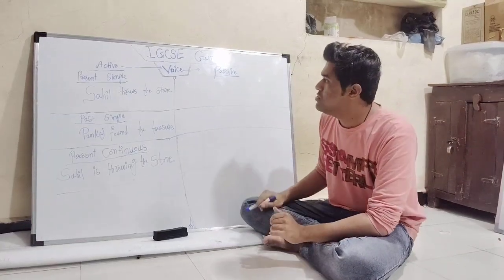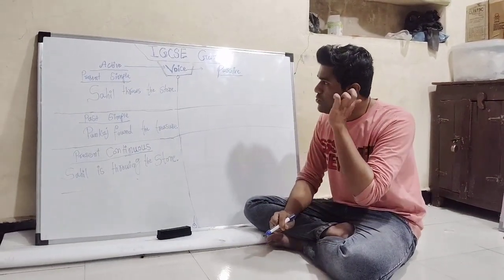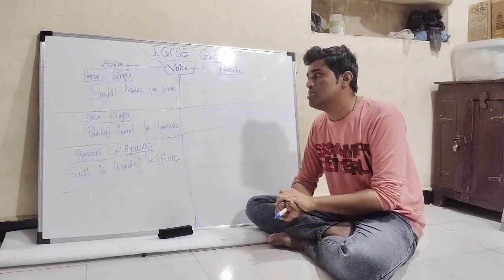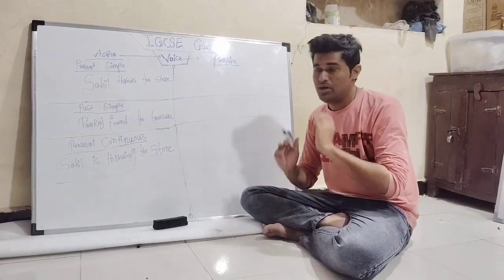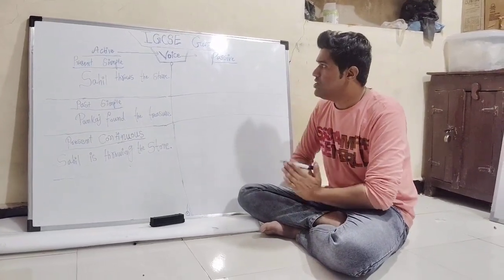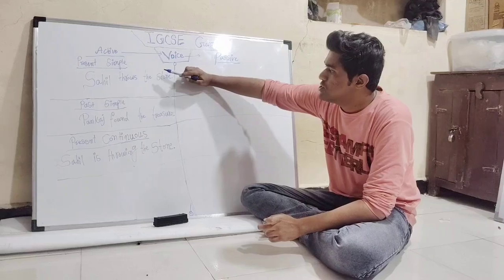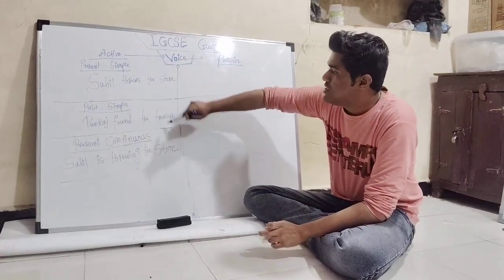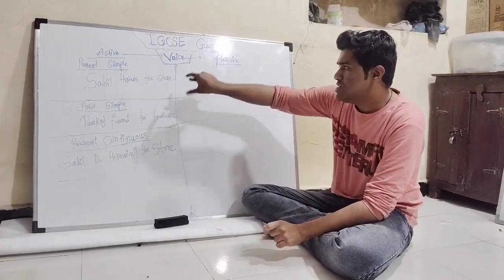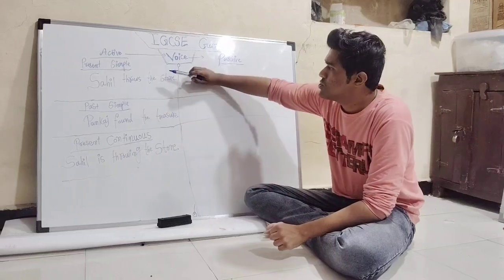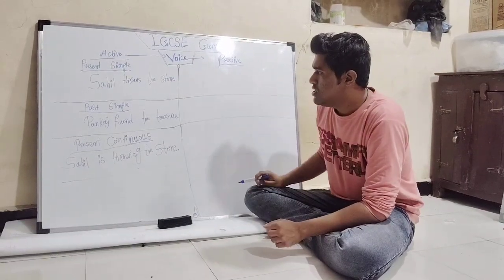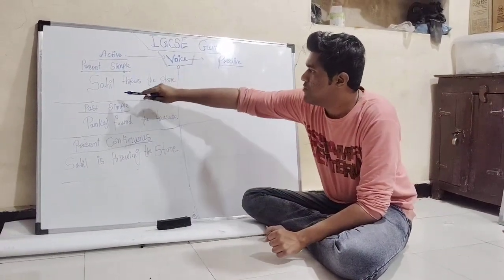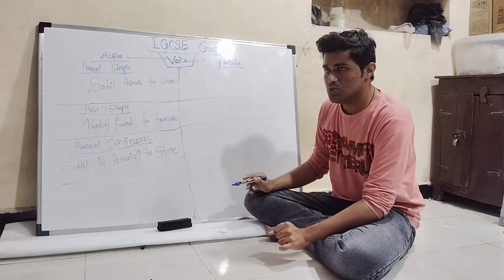So first, to be able to change into passive from active, you need to be able to identify the grammar point of active voice. For example, I have written 3 sentences here based on various tenses. The first we have is present simple. So it is like this. I've written a sentence: Sahil throws the stone.